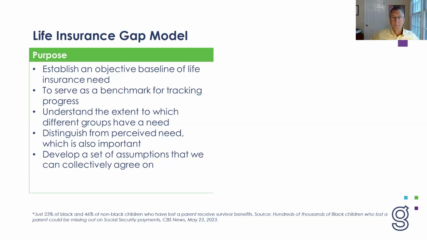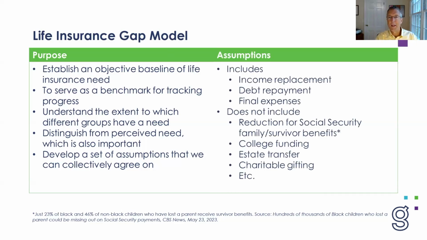So the goal was to be as objective as possible, to serve as a benchmark for tracking progress, particularly as that group progresses, and to find out where the need's the greatest, and to distinguish from perceived need, because there's lots of information where consumers will tell you if they think they need more life insurance or not. But this is a more objective approach that I think is also good to have in trying to solve this challenge. And then to develop a set of assumptions that people can agree on. And I tried to be conservative in that.